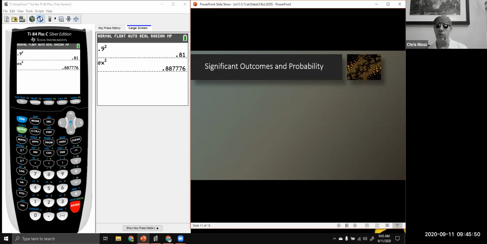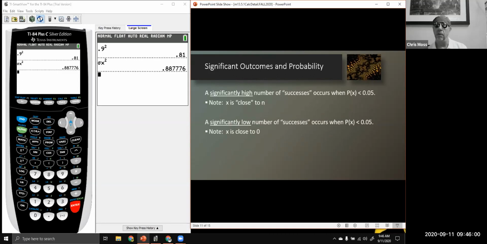We also like to bring the notion of probability into this. Usually we try to identify unusual outcomes via a probability or probabilistic type of argument. Now, a significantly high number of successes in this context occurs when the probability of x, the number of successes, is less than 0.05. That means x is somewhere close to n. You got lots of successes for a significantly high number of successes.